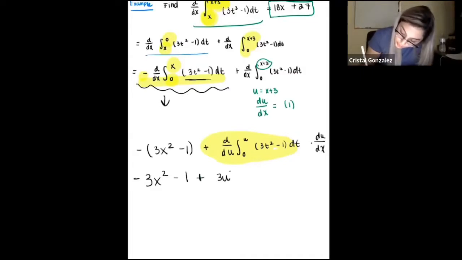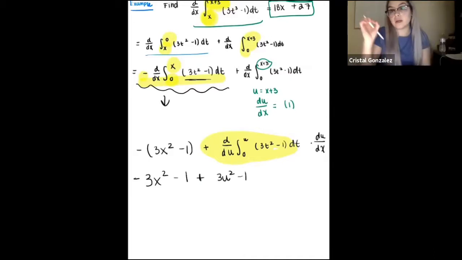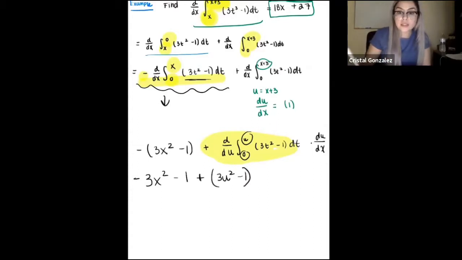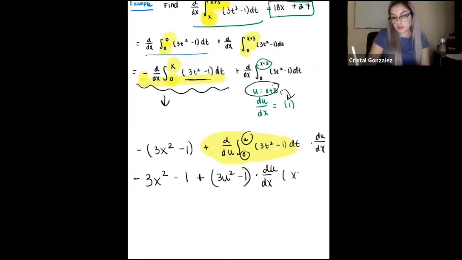3u squared minus 1, right? Because I have a constant 0 to some variable of the first degree. And so this is going to stay the way that it is, times du over dx. Now here, that means that we're taking the derivative of this, which is just 1. So we're basically taking the derivative of x plus 3.